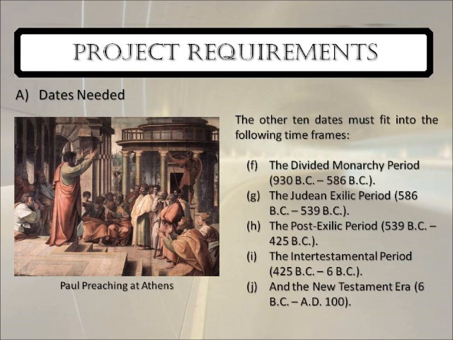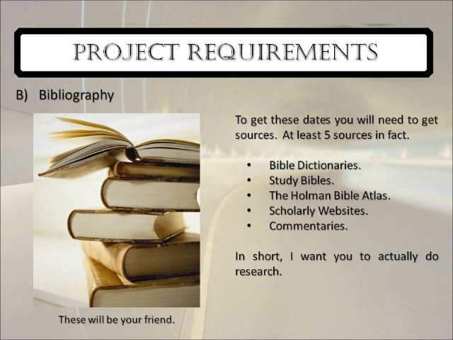And then number 9, this will be the hardest one. I would like for you to find an intertestamental date, sometime between 425 BC and 6 BC. That will specifically require you to find a date of an event that would be found in what we call the Apocrypha. And then finally, for the 10th date, I would like you to find one New Testament era date, sometime between 6 BC and 100 AD.